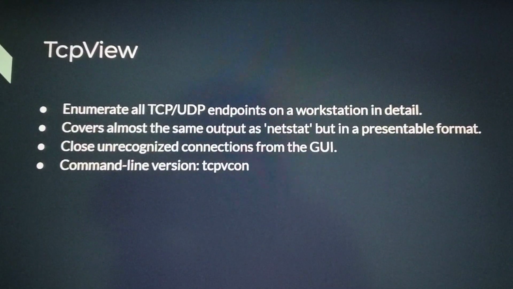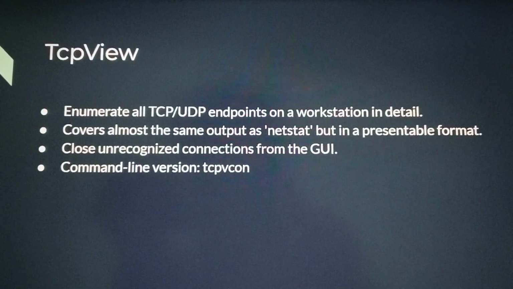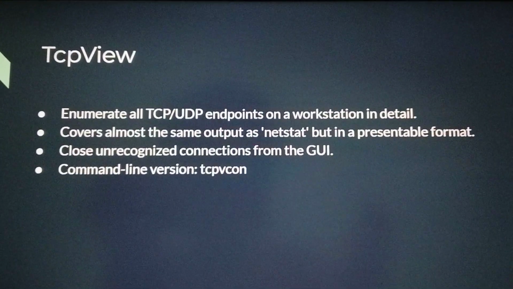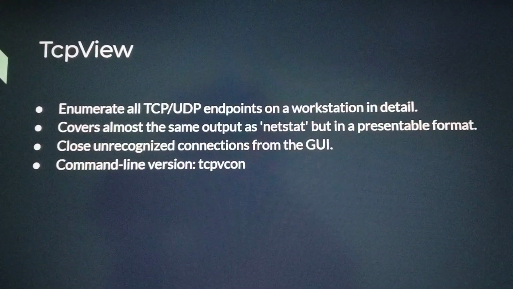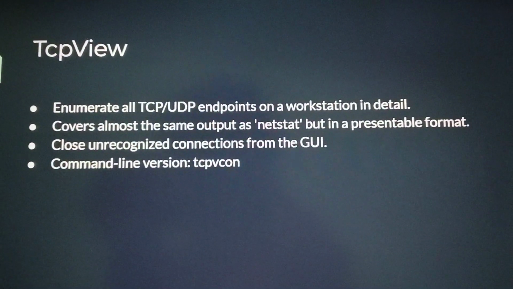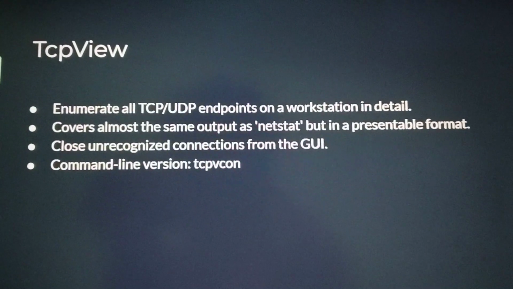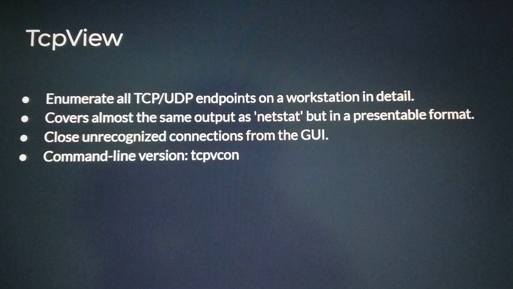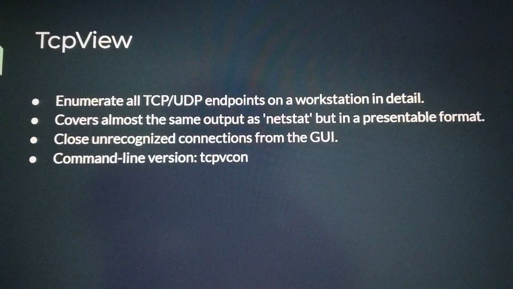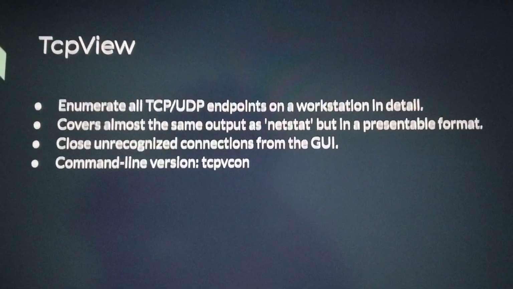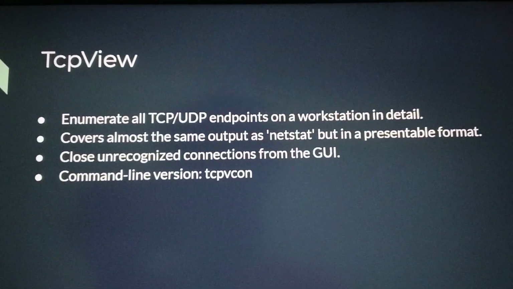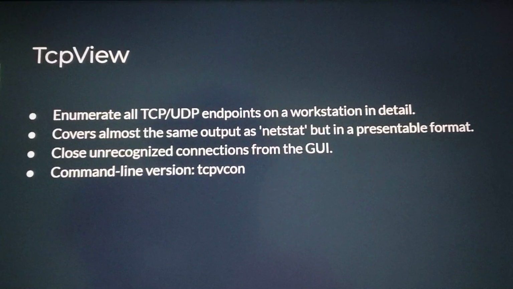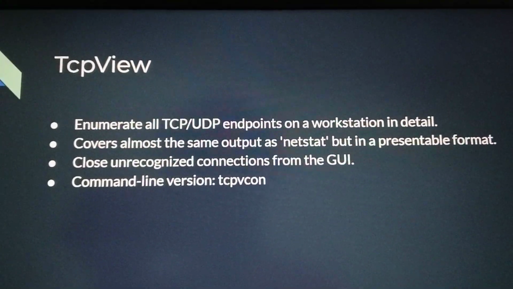These are the endpoints on a workstation, in detail, which will give detailed information about what transmissions are happening in the network, and a conversion almost the same as the netstat output but in a presentable format, and it will close the unrecognized connections from the GUI in the network. And the command line version of this TCPView is TCPCon. So this is the command line version in TCPView.